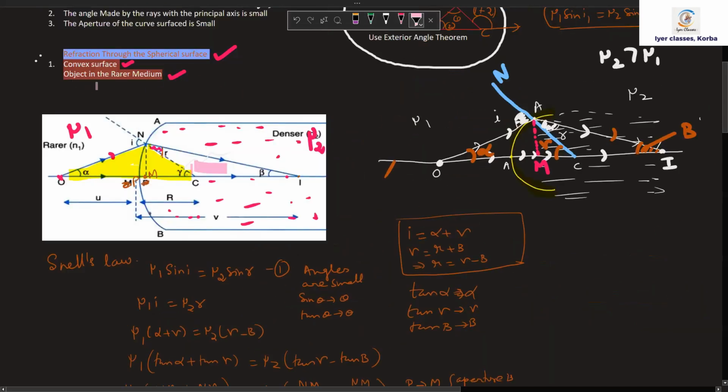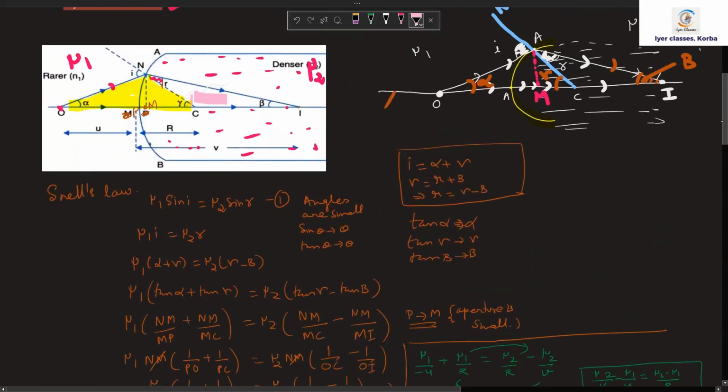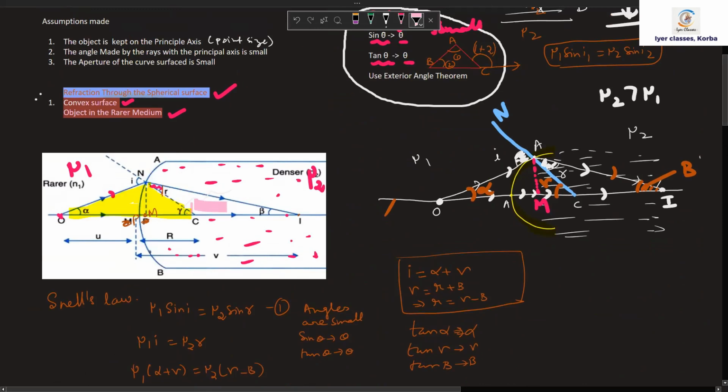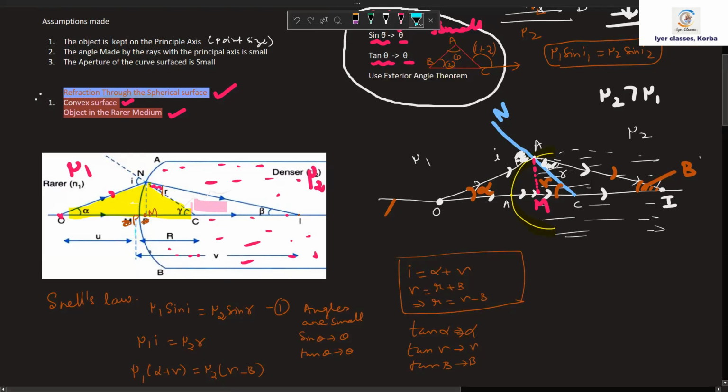Now, when did I get this result? This is when the object is in the rarer medium. The formula will change when the object comes in the denser medium. So now I have the second formula also. Look, what was here? My surface was what? What will we call this surface? What will I say about the surface? I know that this surface is which surface?